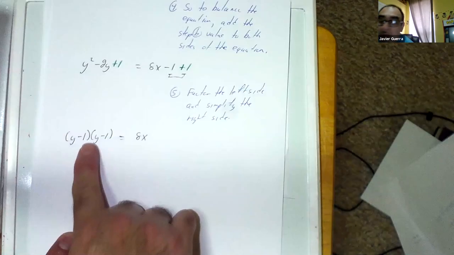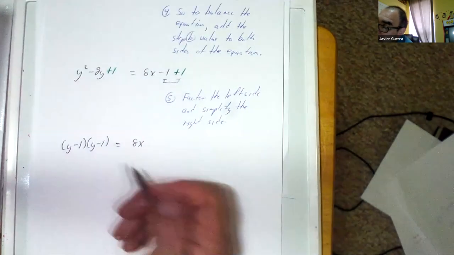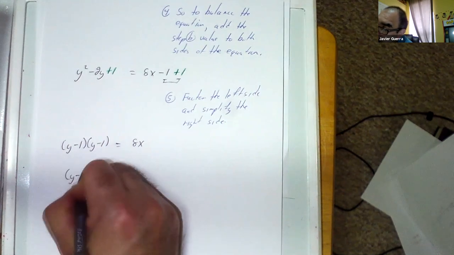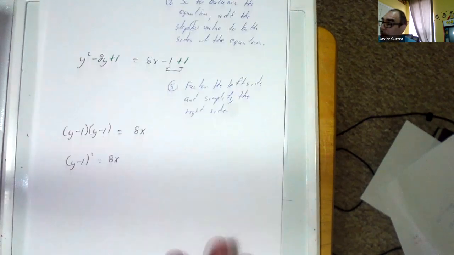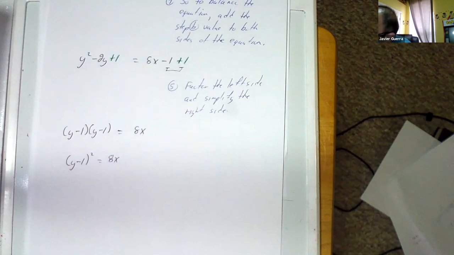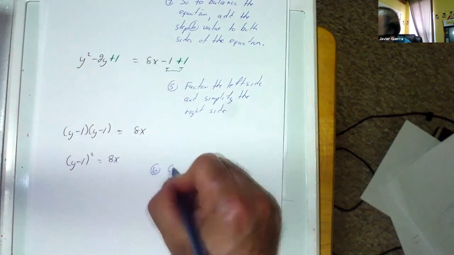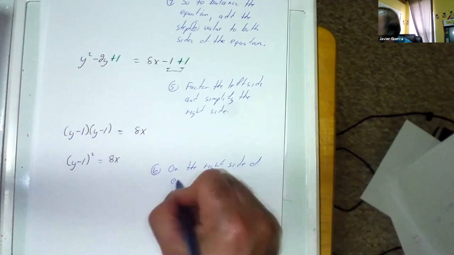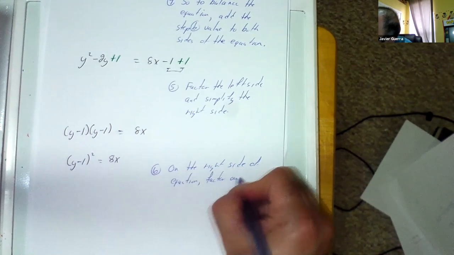They're duplicates, right? And so Ashley said, I think it was Ashley, that because I have y minus 1, y minus 1, I can rewrite this as y minus 1 squared equals 8x. And there's supposed to be a sixth step. This one doesn't have it, but the sixth step would be, on the right side of the equation, factor out a GCF.